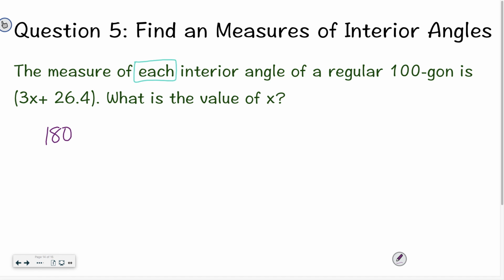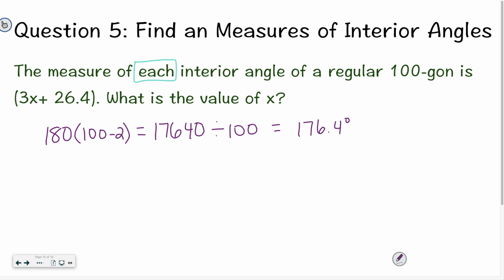The way you get that is you say 180 times 100 sides minus 2. That gives us 17,640. And if I divide that by 100, because there's 100 angles, I get 176.4 degrees for each angle. So if I say 3x plus 26.4 equals 176.4 and solve for x from there, I have 3x equals 150 or x equals 50.